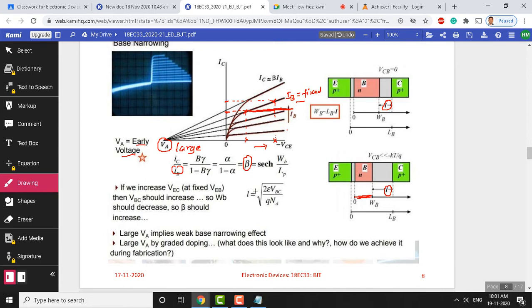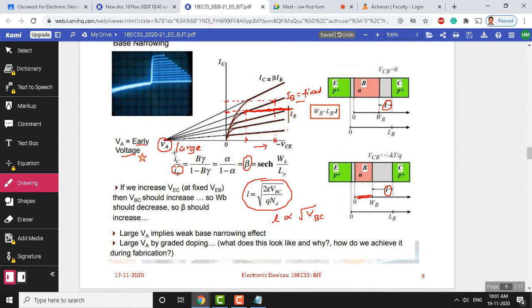This is important for the base narrowing. The depletion length small l is proportional to the square root of VBC. Rest all are constants. So we can write that the depletion length depends on the reverse voltage that we apply here. That means as we increase the reverse voltage, L increases, which decreases WB, and further the amplification factor increases.